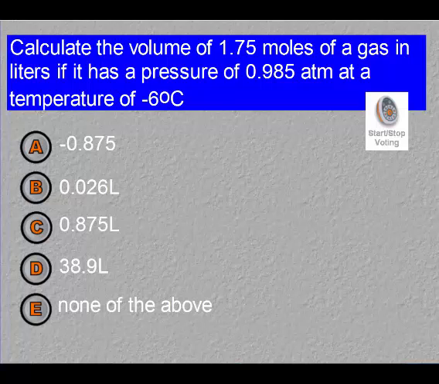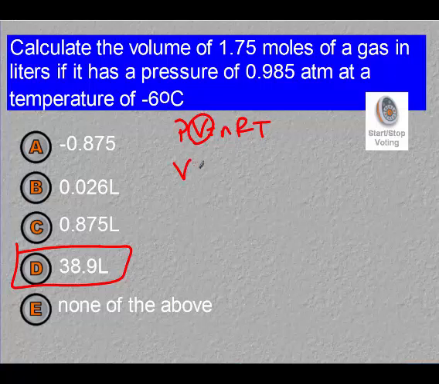Go ahead and pause the video and try this one on your own. Restart when you have an answer. If you said D, then you can fast forward. If you did not, then you should have used PV equals nRT, and you were solving for volume. So volume was equal to nRT over P.